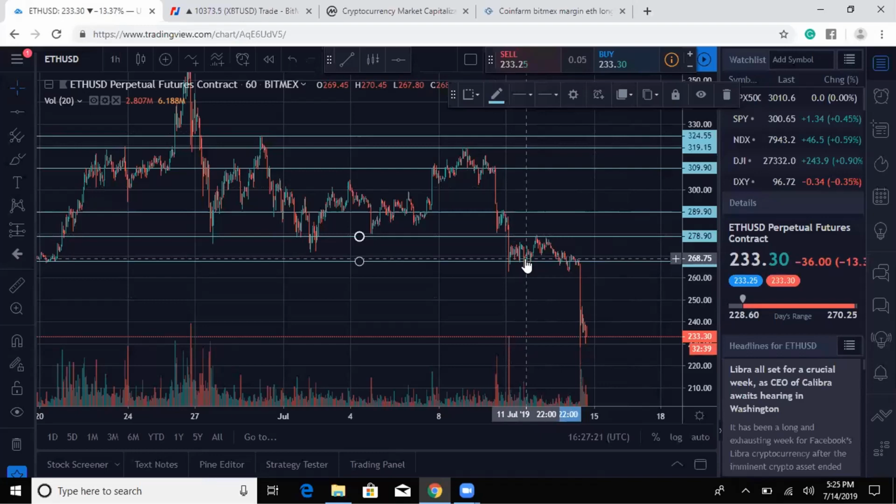And remember, since you're using 50 times leverage, if the market goes up by 2%, you've made 100%. So that's actually good profit. And if you're not greedy, you can get in and get out in a very safe way.